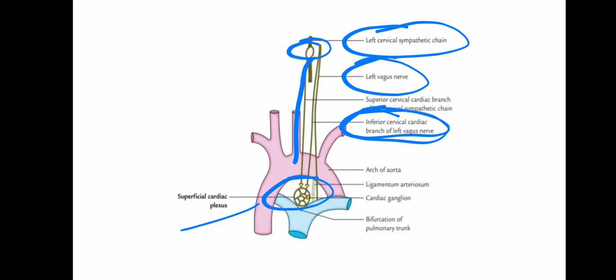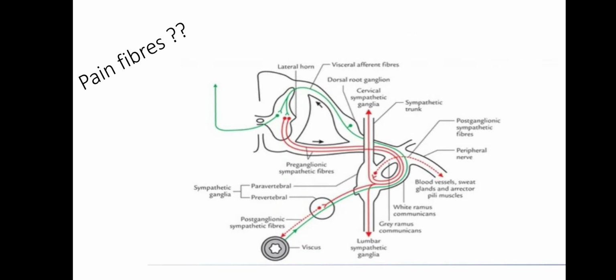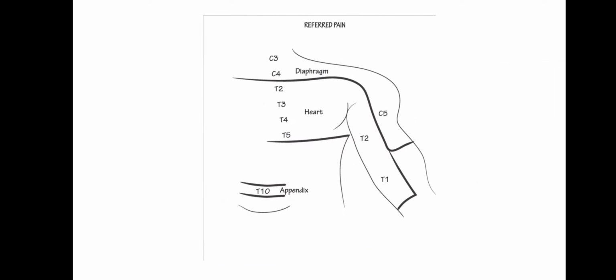As you can see here, the pain fibers from the dorsal root ganglion travel in the spinal nerve. The sympathetic fibers also travel in the spinal nerve, through the gray rami communicantes. The pain fibers are also traveling in the spinal nerve. And that's why we have the referred pain of the heart.